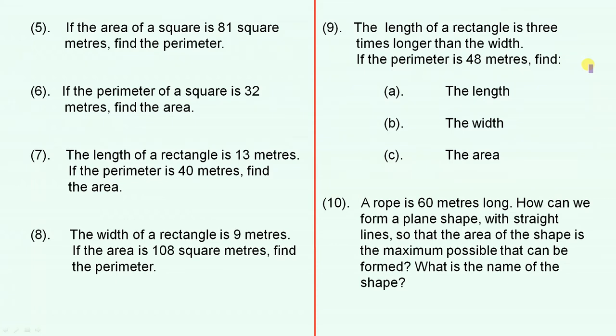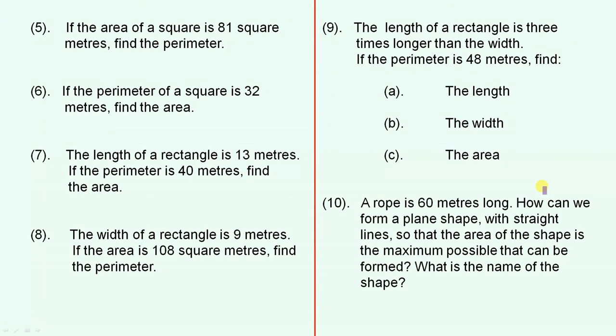The length of a rectangle is 3 times longer than the width. If the perimeter is 48 meters, find the length, the width, and the area. Now this is a really good one for drawing a diagram. That'll make it a little bit easier. And here is a challenge.